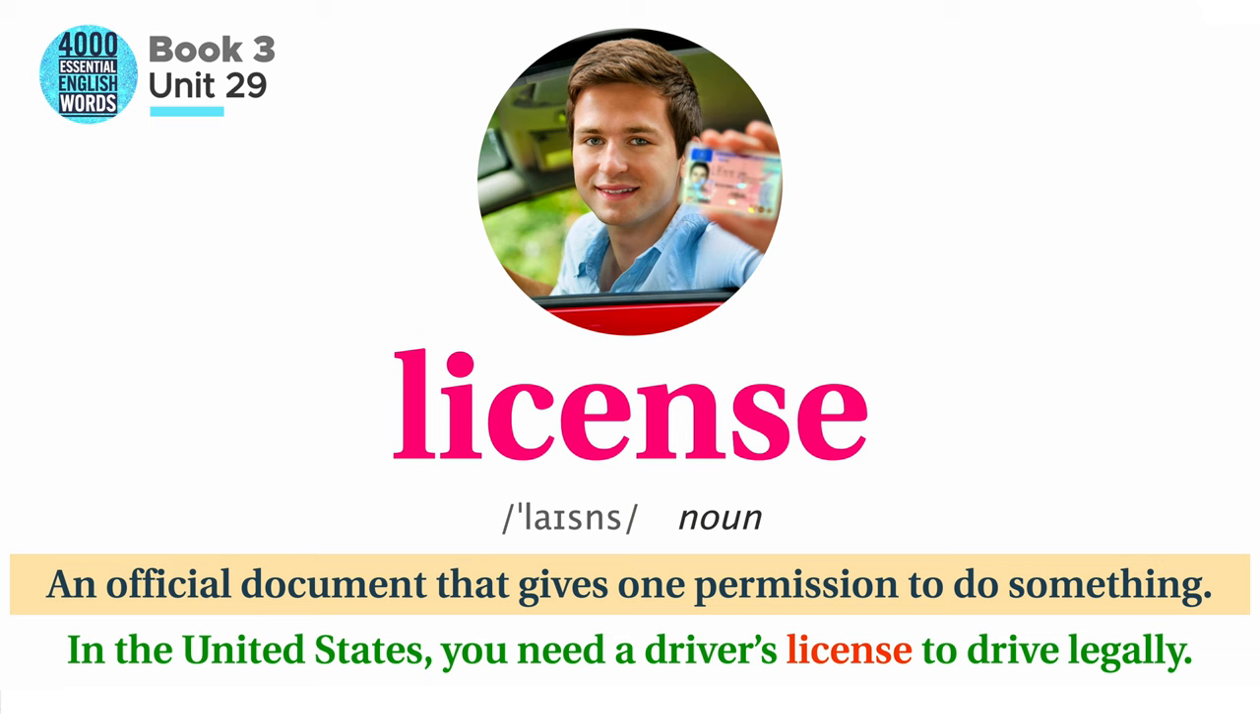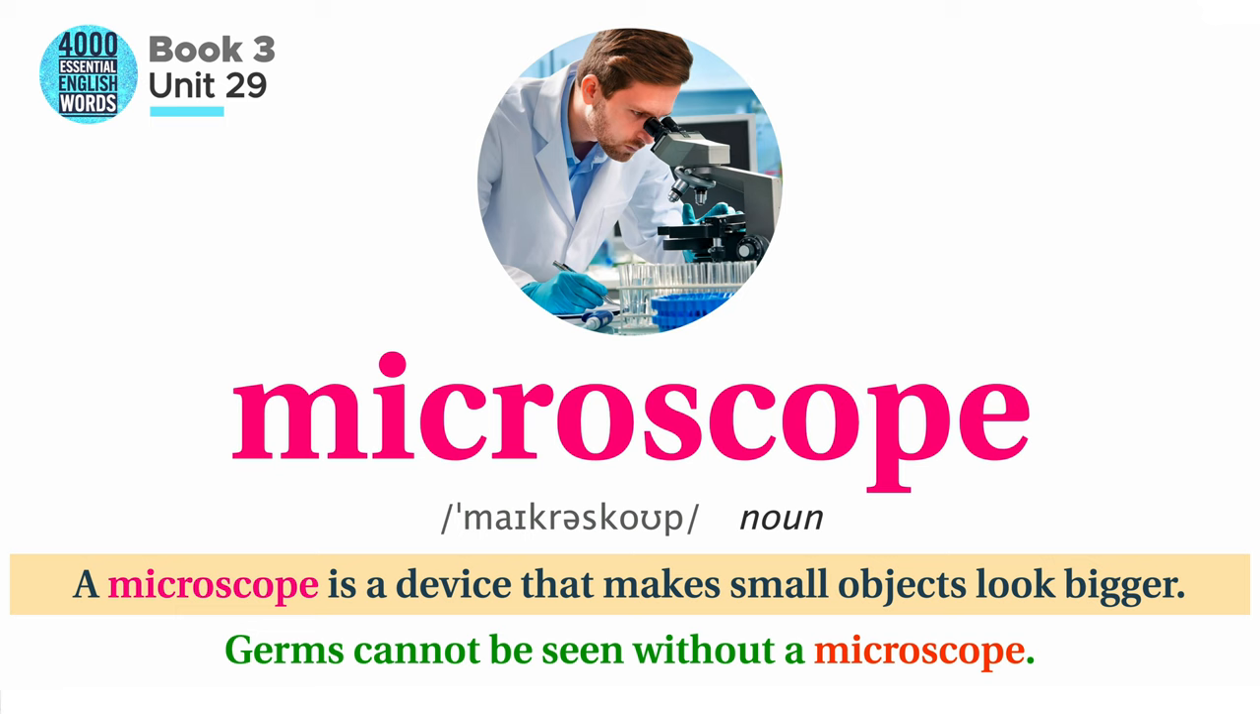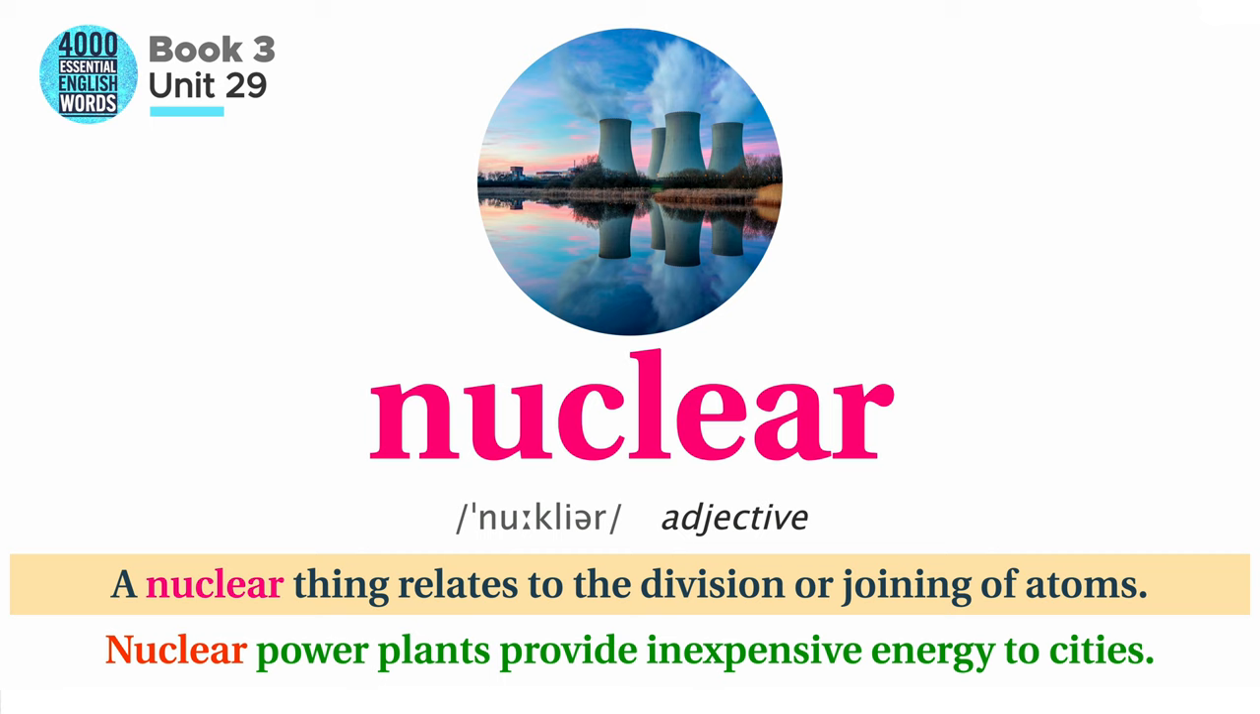Microscope. A microscope is a device that makes small objects look bigger. Germs cannot be seen without a microscope. Nuclear. A nuclear thing relates to the division or joining of atoms. Nuclear power plants provide inexpensive energy to cities.